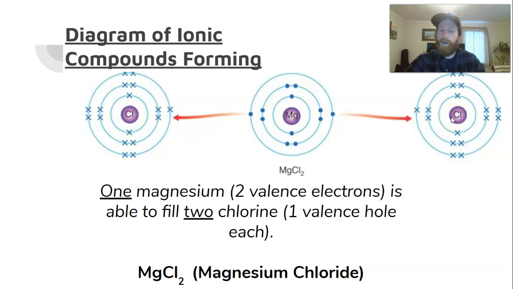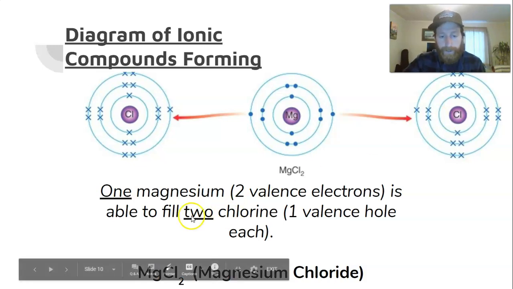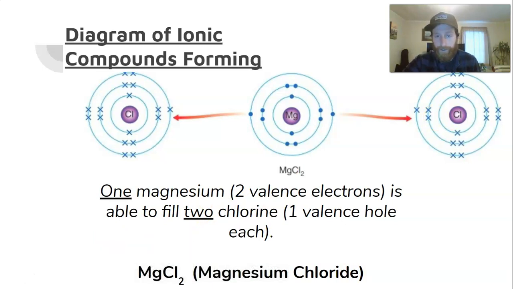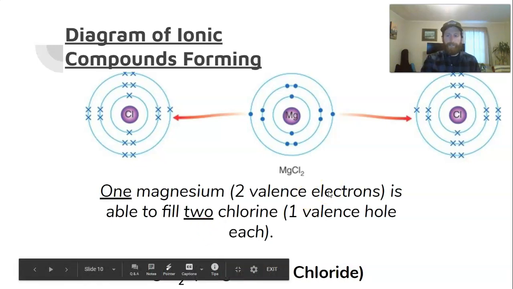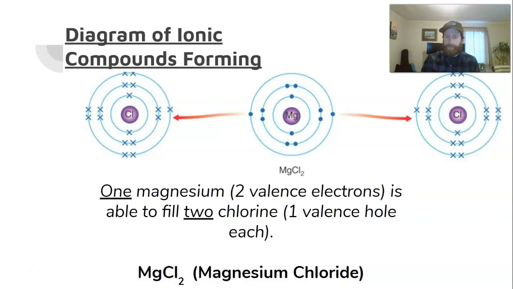So in this case, one magnesium with 2 valence electrons is able to fill 2 chlorines with 1 valence hole each. And so the ultimate formula there would be MgCl2 because I have two chlorines, and the name would be read magnesium chloride. So hopefully that gives you some examples of where these formulas come from in terms of electrons being transferred from cation to anion.